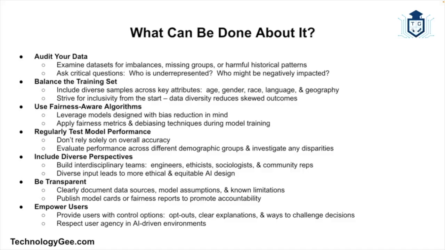You also want to include diverse perspectives. So build diverse teams, bring in ethicists, social scientists, and community representatives, not just engineers. Also, be transparent. Document your data sources, assumptions, and known limitations, and then publish model cards or fairness reports. You also want to empower users. So give people some level of control over how AI affects them. Include opt-outs, explanations, and appeal mechanisms.